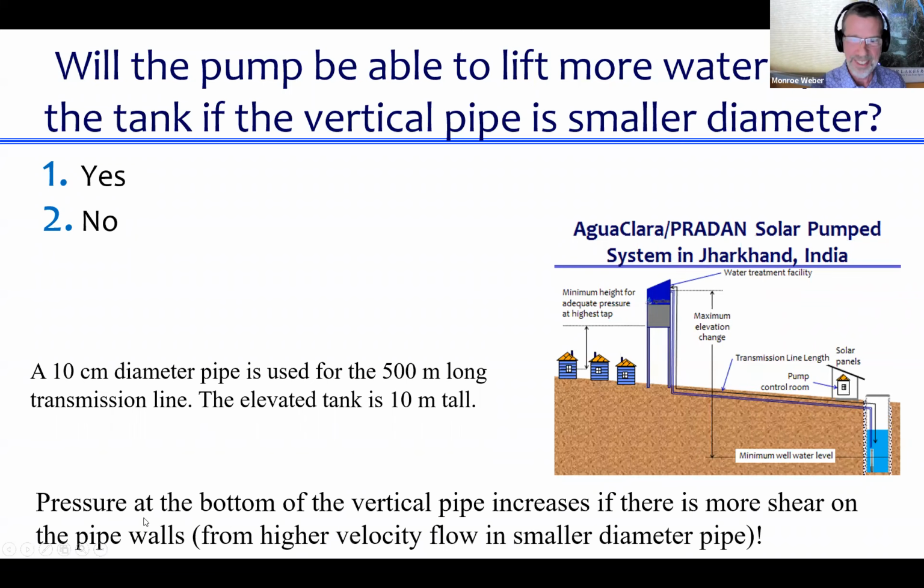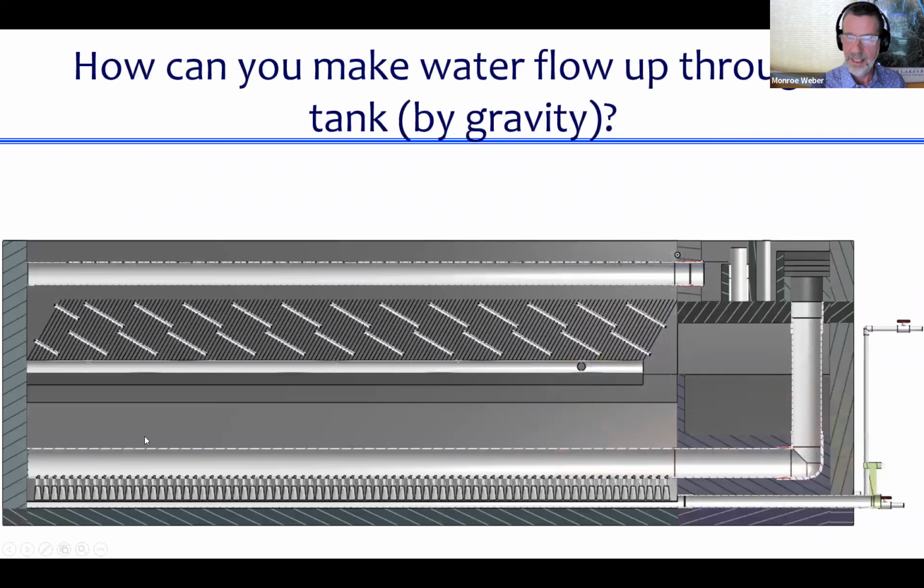And this comes from a question that students asked in previous years, and that is, how do you get water to go up through a tank by gravity? Like, we have a tank, and this happens in our sedimentation tank. It also happens in our flocculator, where the water is flowing up part of the time.